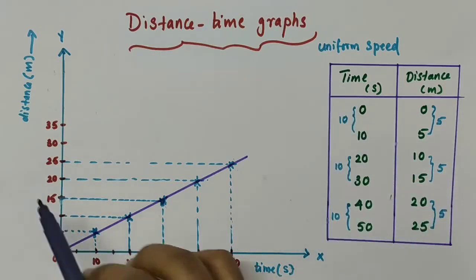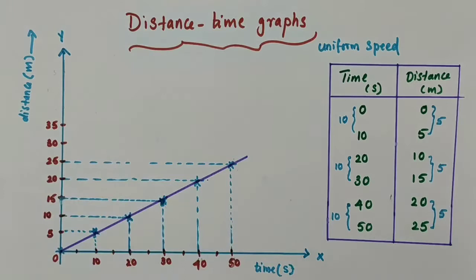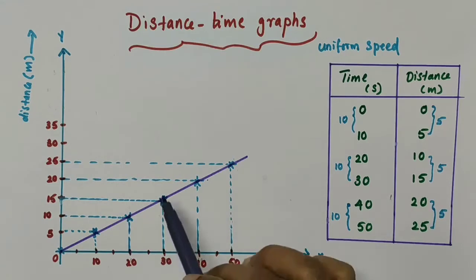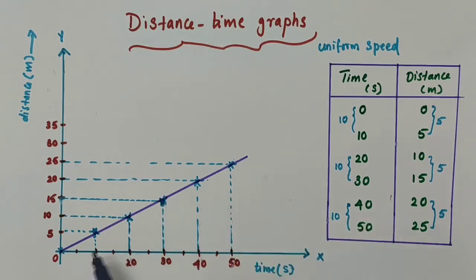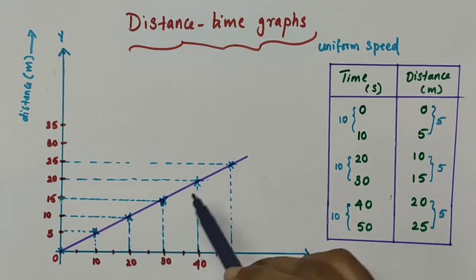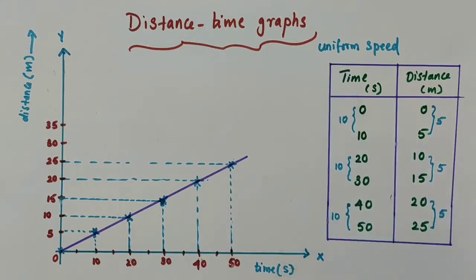The graph of distance traveled against time is a straight line which is inclined to the time axis. It makes some angle with the time axis. So what is the nature of the distance time graph of an object moving with uniform speed? It is a straight line inclined to the x-axis or the time axis.